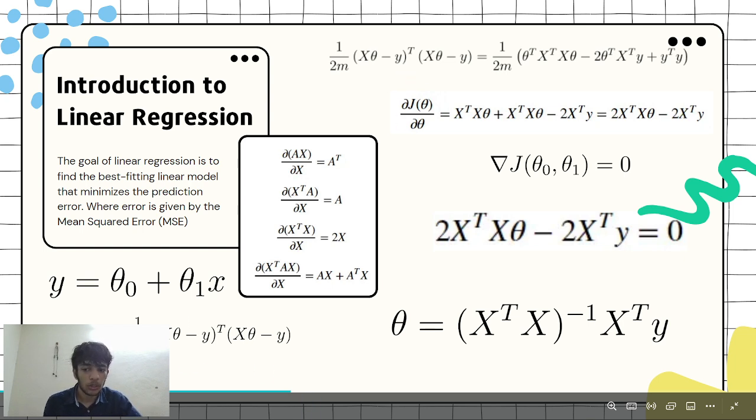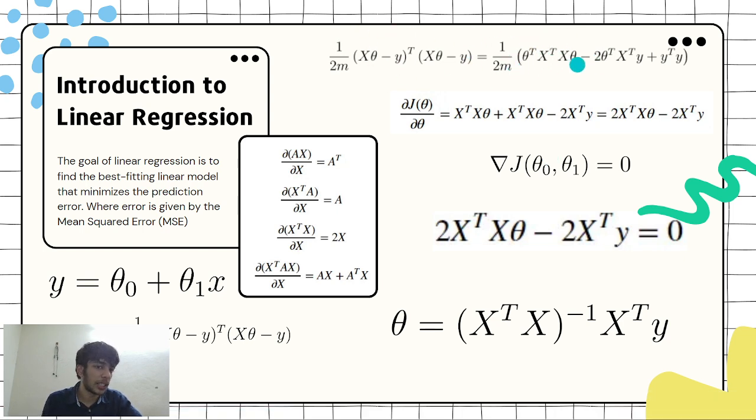And to minimize this, we're going to expand this out, right? And we get this expression: theta transpose X transpose X theta minus 2 theta transpose X transpose y plus y transpose y, and 1 by 2m is a constant factor. Now what we want to do is find the optimal theta such that the gradient of our cost function equals 0. For this we use matrix calculus. Matrix calculus is nothing but a set of rules.